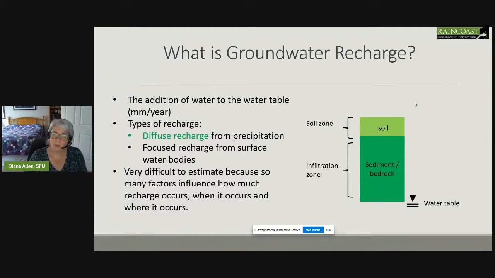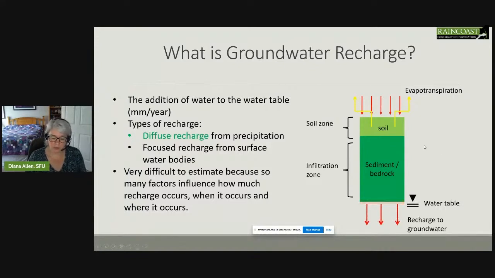And all of this zone is unsaturated, meaning that the water is not fully filling the pores of the soil and the sediment. So when it rains, we end up with some of that water adding moisture to the soil zone. And there's also trees that might be taking up some of that water from the soil zone, and that water gets lost to evapotranspiration. Of the amount of water that does not get lost to evapotranspiration, it will percolate down and add recharge to the groundwater system.